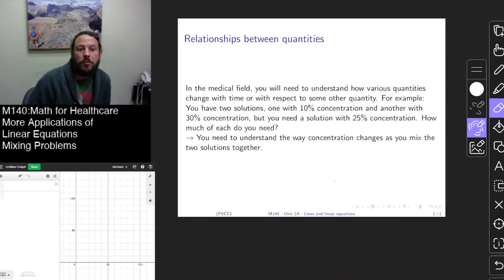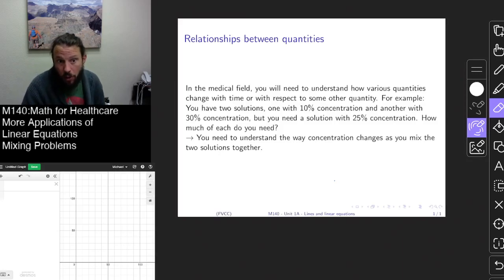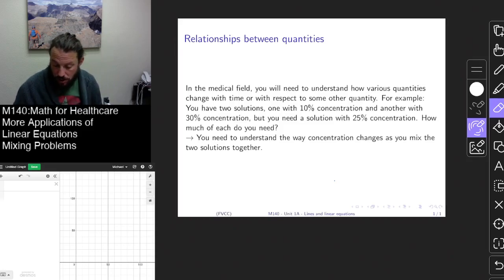Recall in the beginning we talked about the medical field and understanding how various quantities change with respect to some other quantity. For instance, if you have two solutions, one with 10% concentration and another with 30% concentration, but you need a solution with 25% concentration, how much of each do you need? You need to understand the way the concentration changes as you mix the two solutions together. It seems pretty complicated, but we can model this very well with lines. So let's see how we're going to do that.